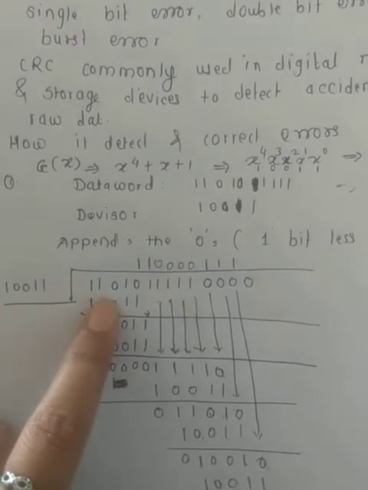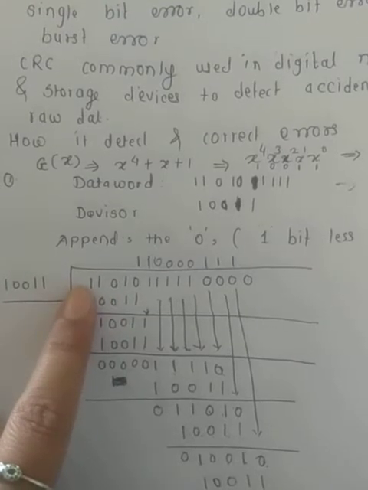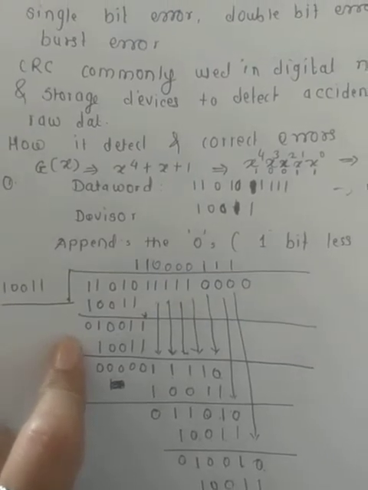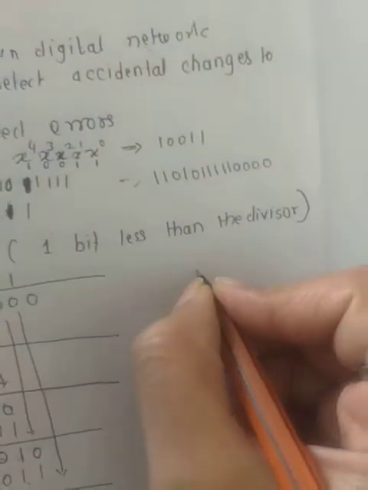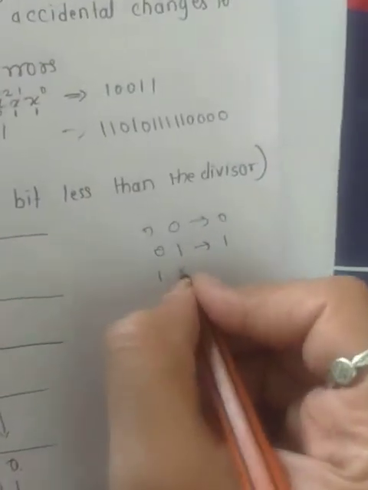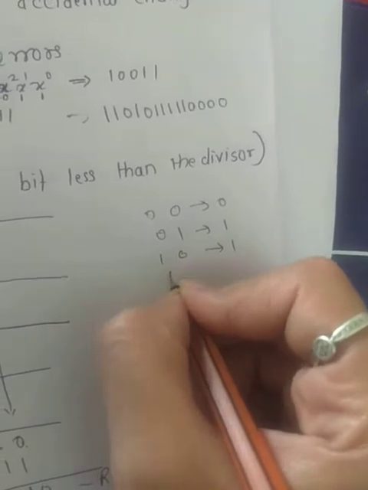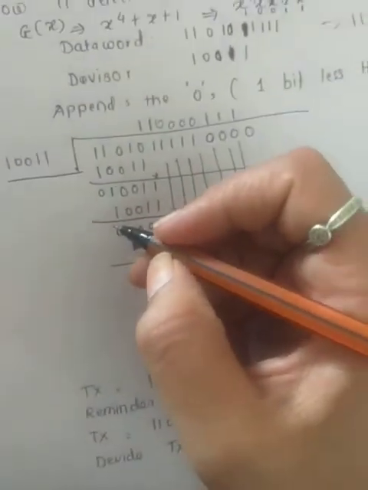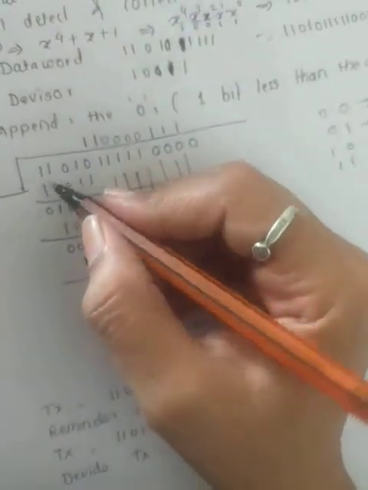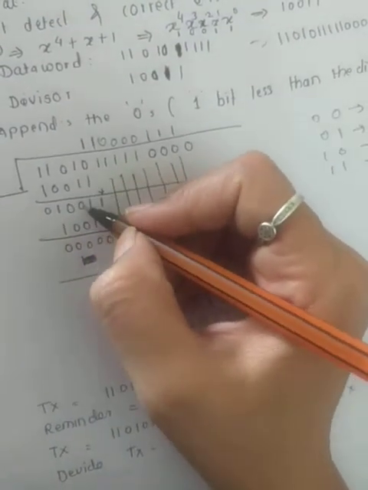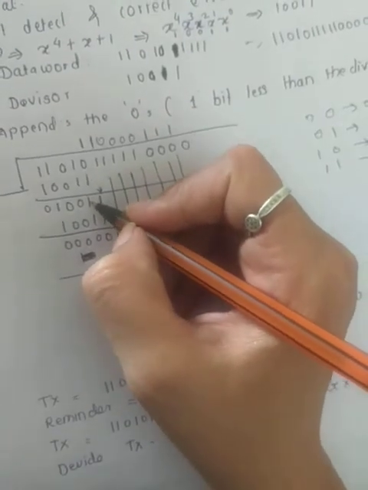That is, 1 1 is 0, 0 0 is also 0, but 1 0 is 1 and 0 1 is 1 in the XOR table. You know that. How we perform the XOR operation: 0 0 is 0, 0 1 is 1, 1 0 is 1 and 1 1 is 0. So here we perform the XOR operation: 1 1 is 0, 1 0 is 1, 0 0 is 0, 1 1 is 0, 0 1 is 1.